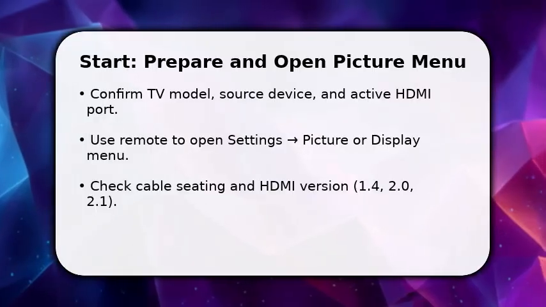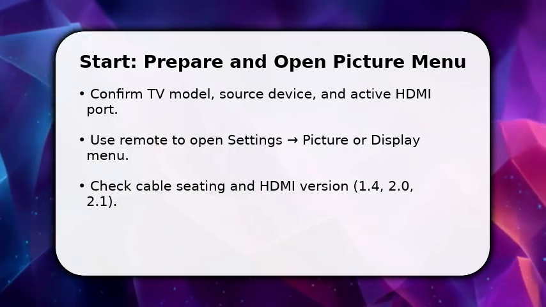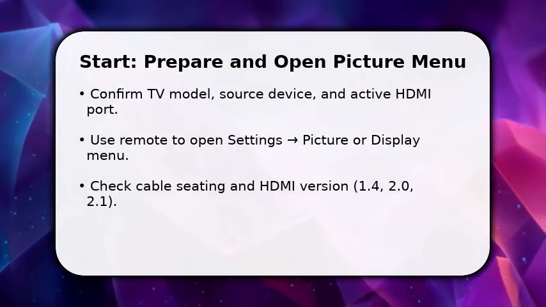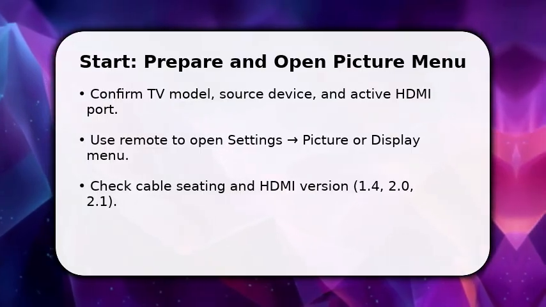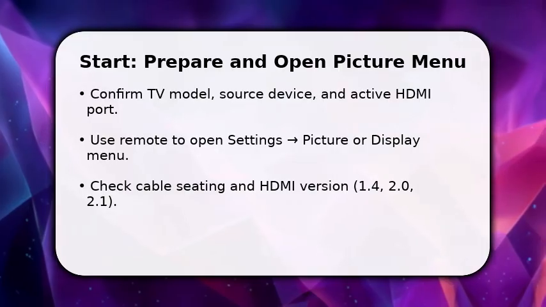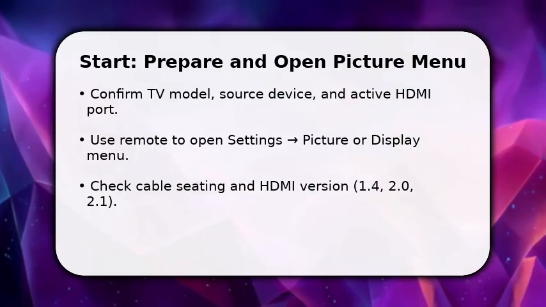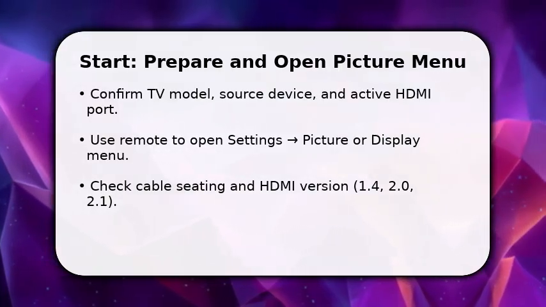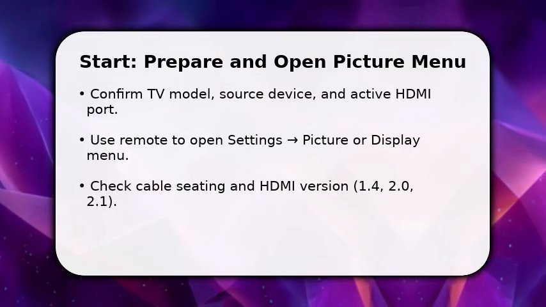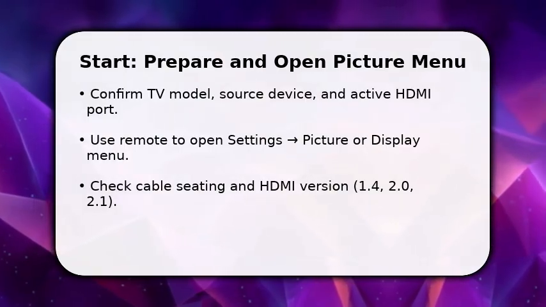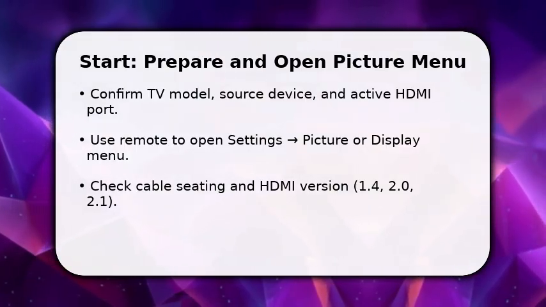You begin by confirming the TV model and the device feeding it, because resolution limits differ. Once done, use the remote to open settings, then picture or display. You want direct access to aspect ratio, picture size, and zoom controls. Make sure HDMI cables are firmly seated and note the HDMI version. Lower versions can restrict 4K or wide modes.